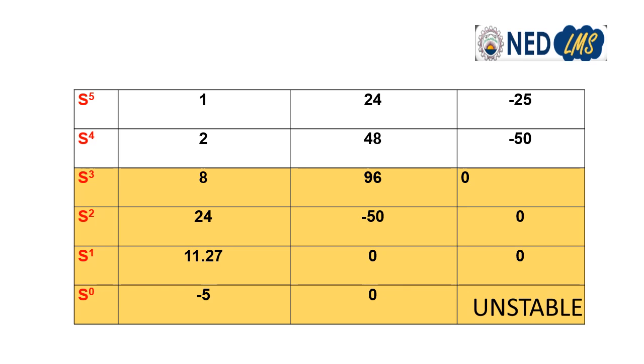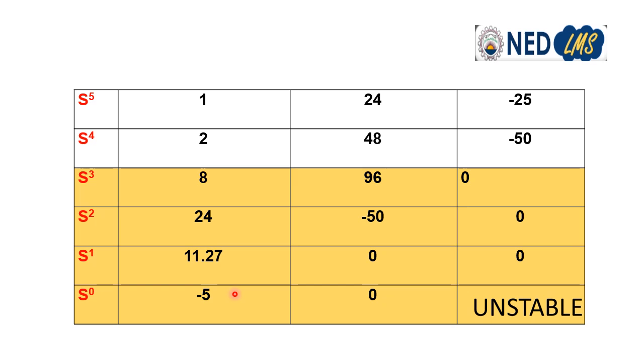Here 8 multiplied by 48 minus 96 multiplied by 2, upon 8, is equal to 24. 8 multiplied by minus 50 minus 2 multiplied by 0, upon 8, is minus 50. There is no next column, so we have put a 0 here. Now 24 multiplied by 96 minus 50 multiplied by 8, so it will again become plus. Divide by 24 is 11.27. Here we have 0 0, so there is a 0 here, and 11.27 multiplied by minus 50 divided by 11.27 means we have minus 50 here in the last column.